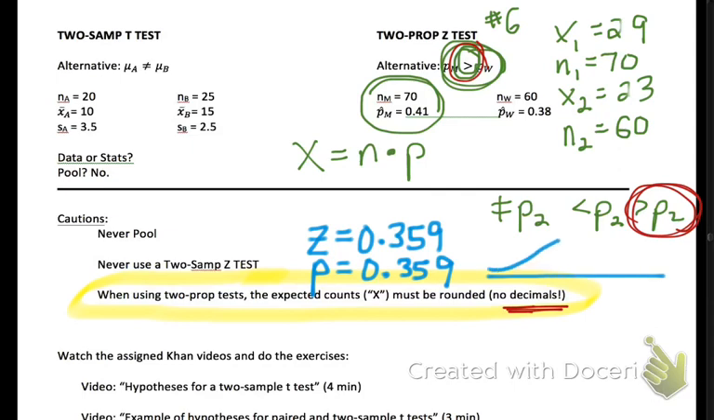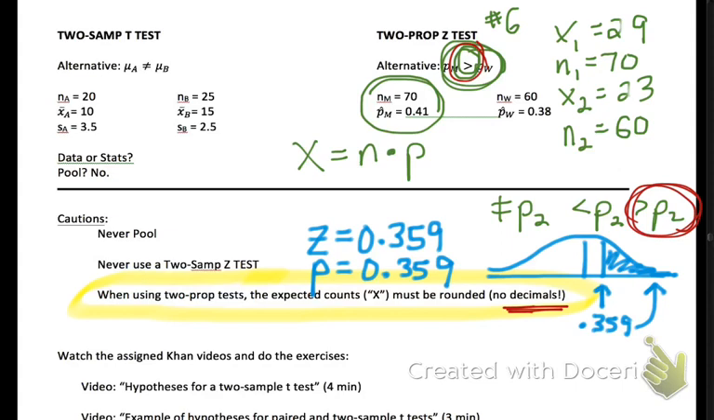So the z-score, here's 0, here's the 0.359. That number, 0.359, led to a p-value that's the same. That's pretty cool. I have to share that with one of my buddies or something, one of my AP Stats buddies.